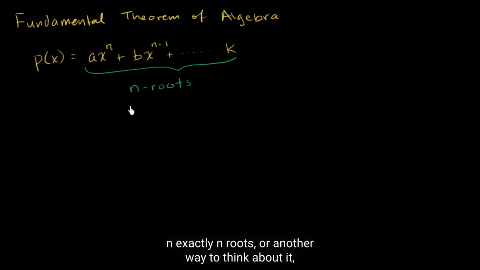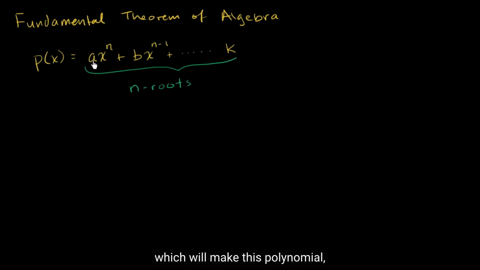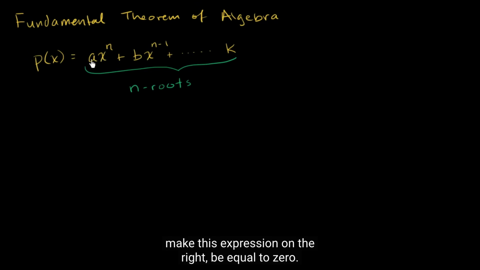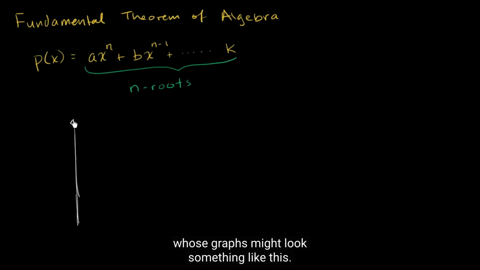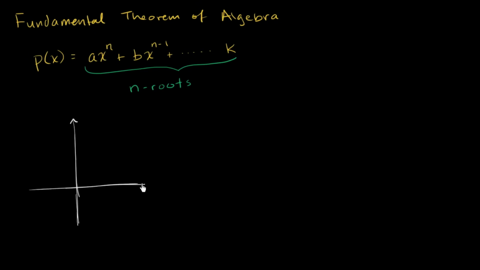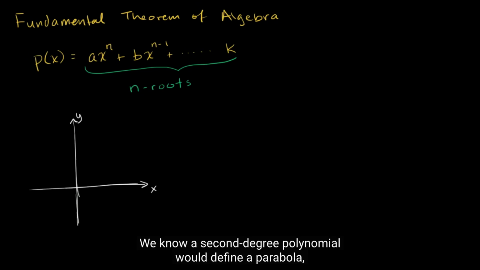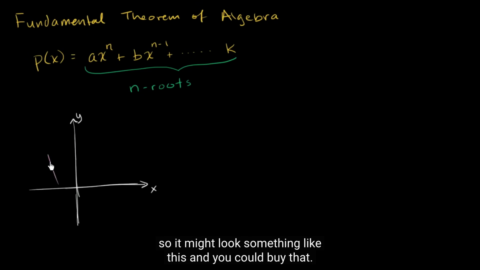Or another way to think about it, there are going to be exactly n values for x which will make this polynomial, make this expression on the right, equal to 0. So at first you might say, okay, that makes sense. You've seen second degree polynomials whose graphs might look something like this. So let's say that's the y-axis, that's the x-axis. We know a second degree polynomial would define a parabola. So it might look something like this.